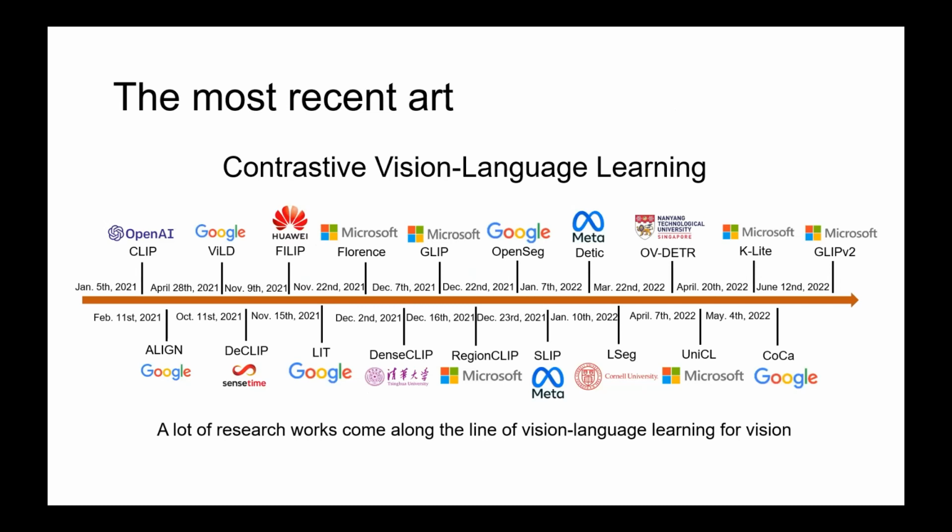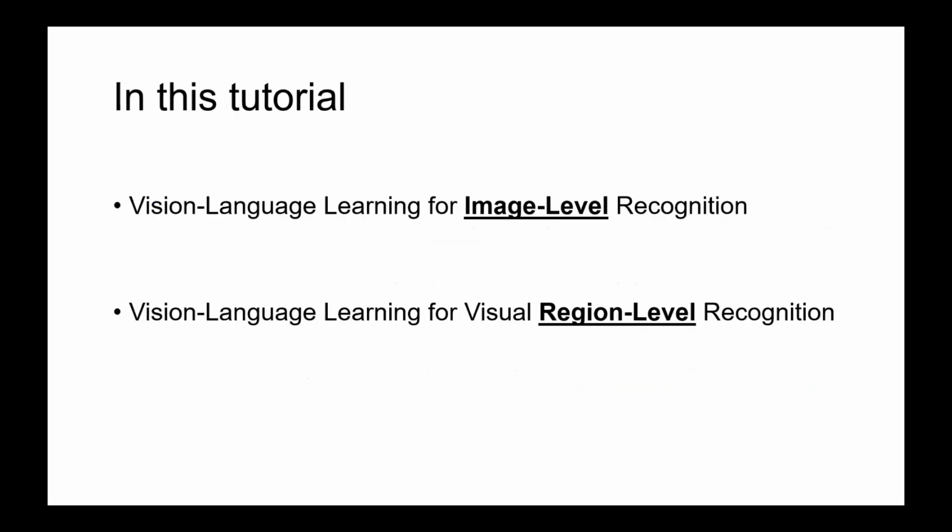The most recent art along this line of contrastive visual language learning is actually very crowded. As you can see here, from the beginning of the CLIP model, we have seen a lot of different kinds of contrastive visual language learning for different levels of vision tasks. It can be image recognition, object detection, semantic segmentation, etc. In this tutorial, I will mainly talk about how we can leverage this visual language learning for image-level recognition, and I will briefly cover how we can leverage it for visual region-level recognition. I will first talk about the first part.